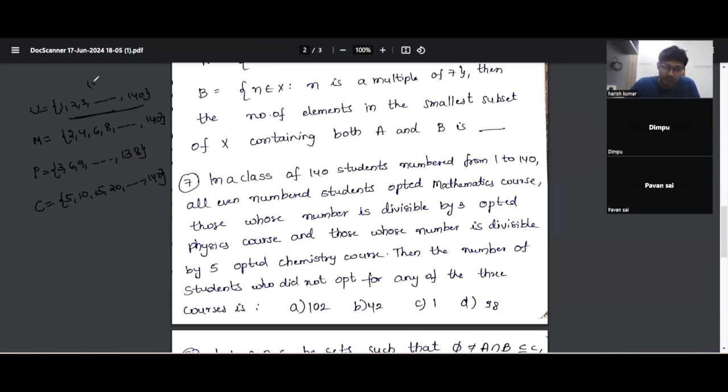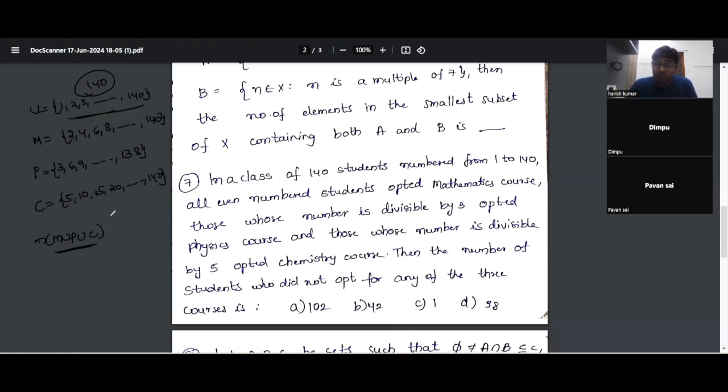Then the number of students who did not opt for any of the 3 courses. From this 140 numbers, if I subtract all these people, that is what I have to subtract? I have to subtract n of M union P union C, right? If we subtract everyone who took these courses, then I'll get my answer, right?